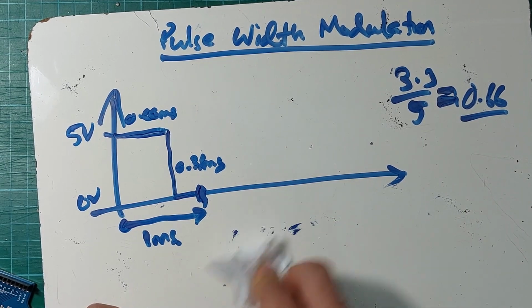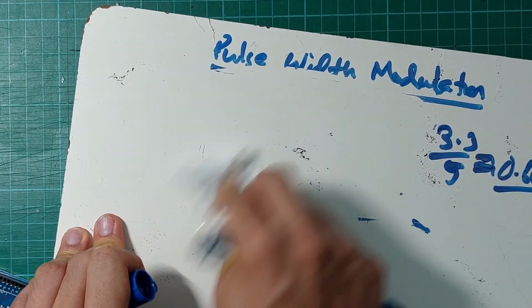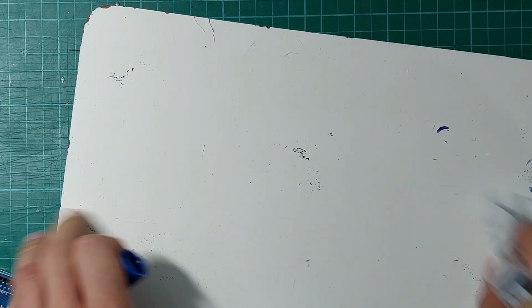So let's actually put this into practice now. How should we do this on an Arduino Uno? Okay, so give me some time.